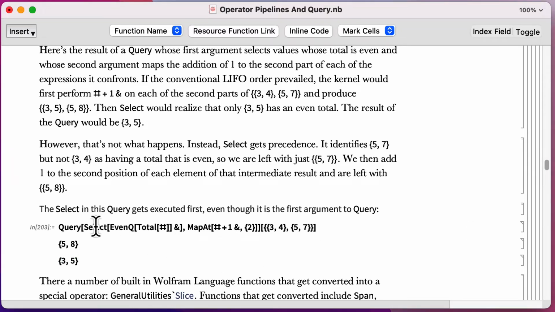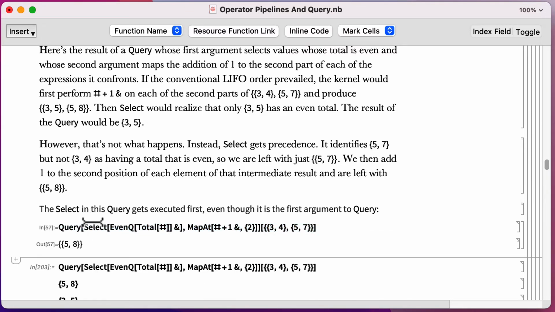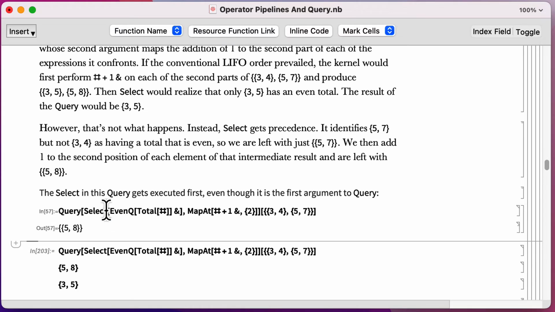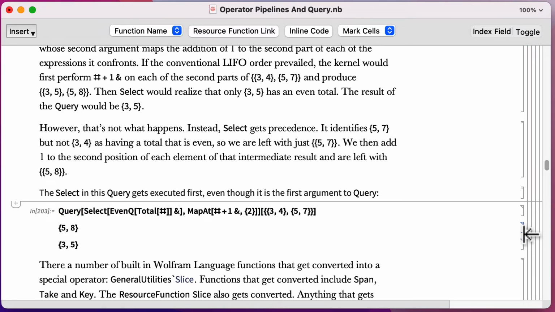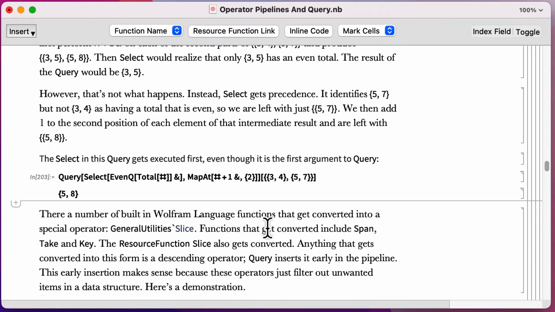So let's see which one wins. Let's run it. And 5, 8 wins. So it's doing it with the select executed first. And you can see how order of operations makes a difference.